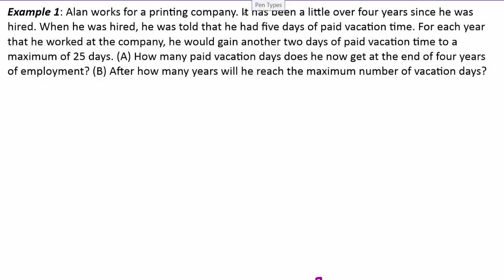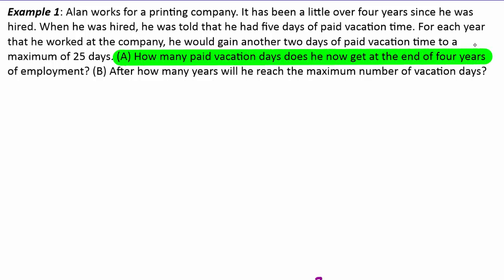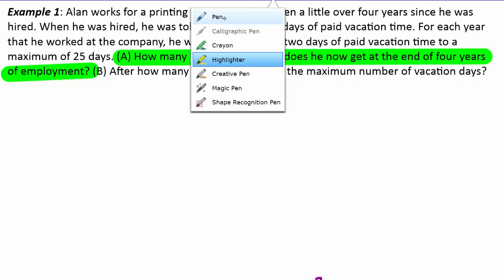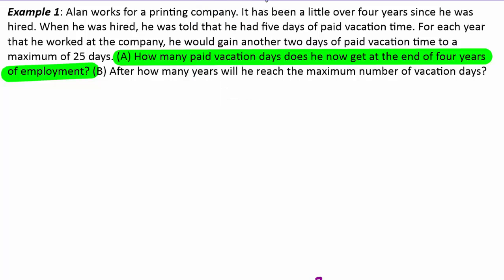We're going to answer letter A first. That says, how many paid vacation days does he now get at the end of 4 years of employment? This is a linear relationship, and the reason why we know it's a linear relationship is that the vacation days increase at a constant rate of 2 days per year. So we're going to use y equals mx plus b to model this relationship.